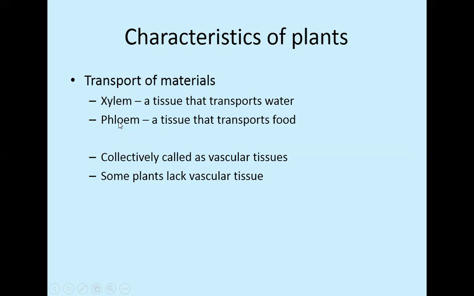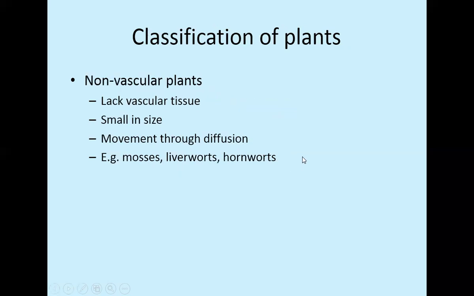These two types of tissues are found close to each other in the body of the plant, and collectively they actually form bundle-like structures. These are called the vascular bundles, sometimes also called the vascular tissue. Some plants do not have vascular tissue in them.